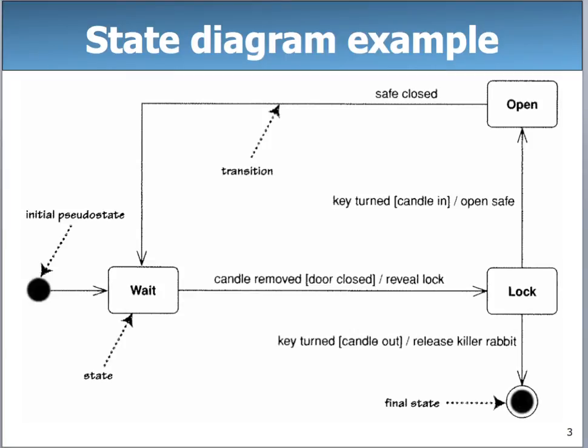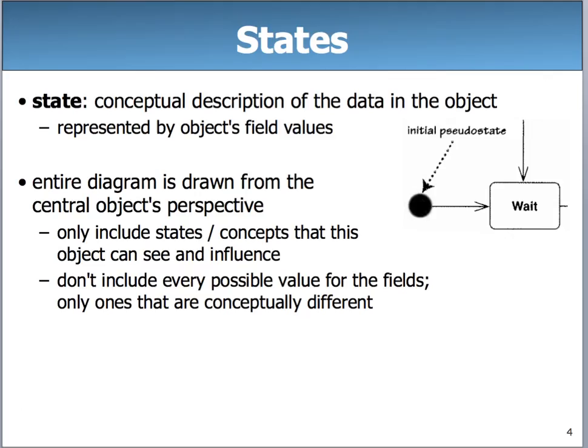The wait state is my starting state, and it says that under the event that a candle is removed and the door is closed, I'm going to reveal the lock. And of course it's locked, but I can open it. If I turn the key and the candle is available, then that's going to result in the action of opening the safe, and now I'm in the open state. And then if somebody closes the safe, we call that a transition, I go back to the wait state, and I'm waiting again to see about the candle and the key. I admit the candle part is kind of weird, but that's okay.